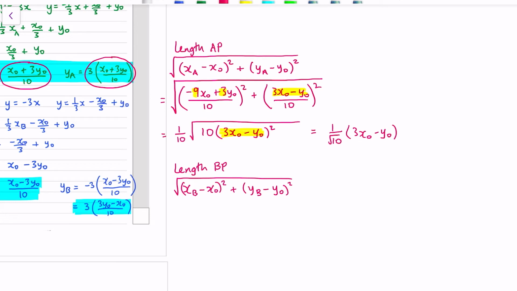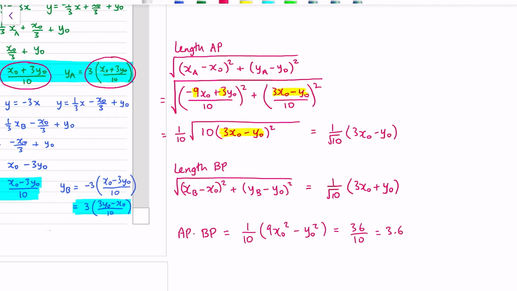Do a similar thing for BP. I'll spare you the details, but you get 1 over root 10 times 3x naught plus y naught. And then we've got the answer that we had before, because AP times BP is equal to 1 over 10 times 9x naught squared minus y naught squared, which we knew was 36. So 36 over 10, 3.6.